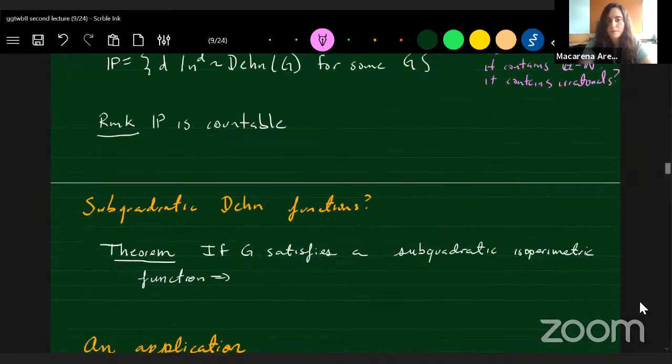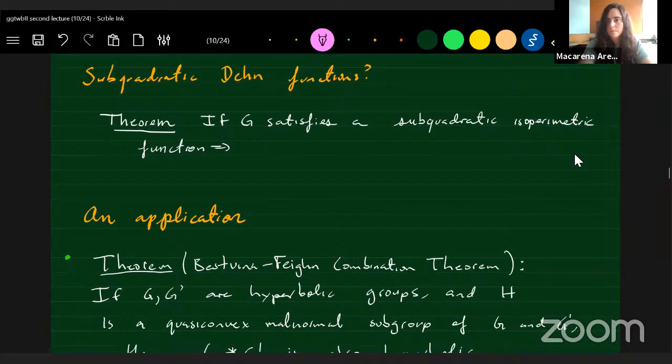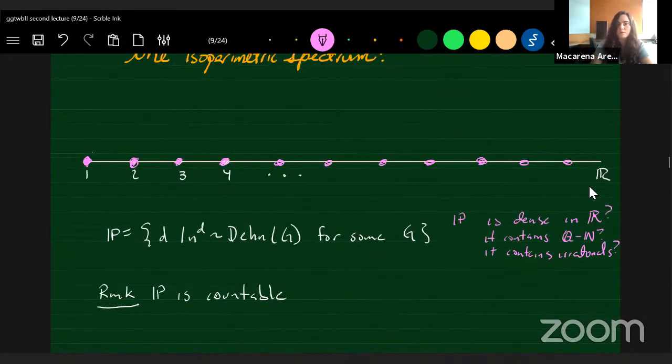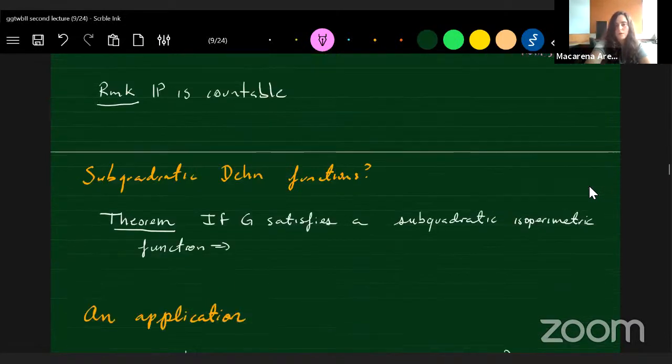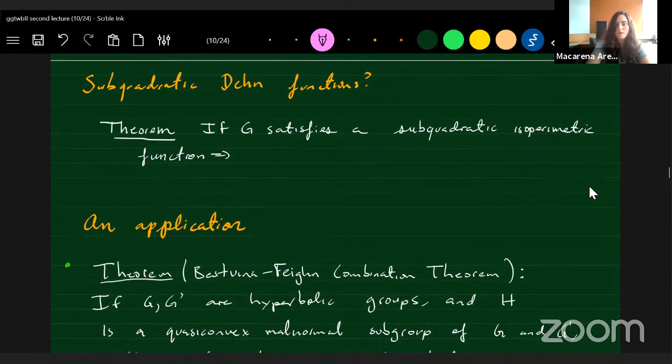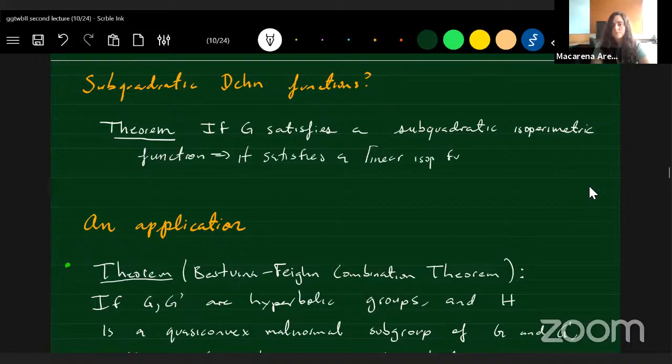So the first step is the following. We want to know what happens in this interval right here, in the interval between 1 and 2. And we have a theorem that says that if a group satisfies a subquadratic isoperimetric function, then in fact it satisfies a linear isoperimetric function, which implies that it's hyperbolic.